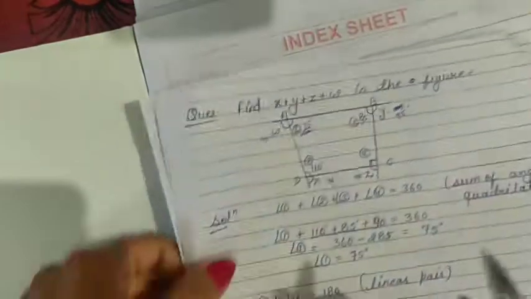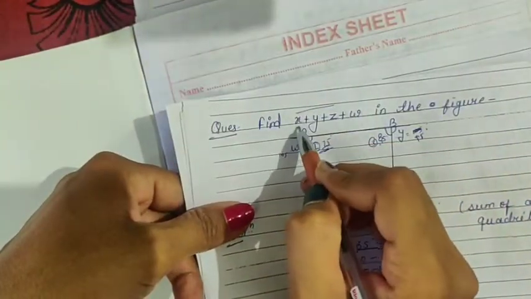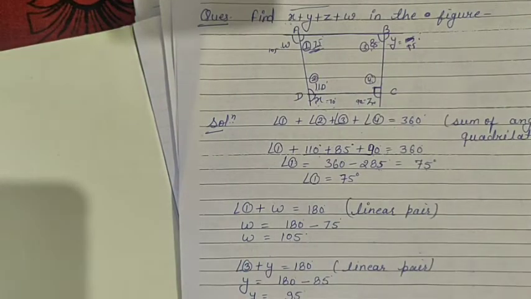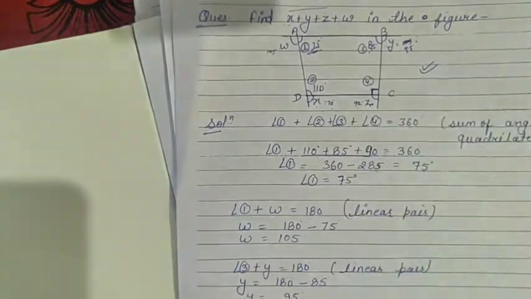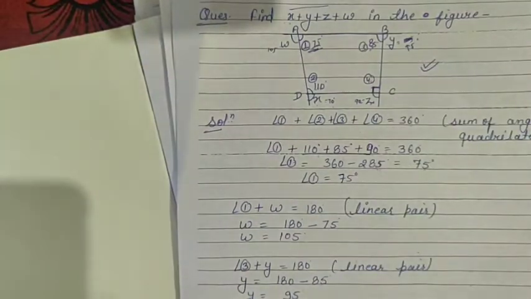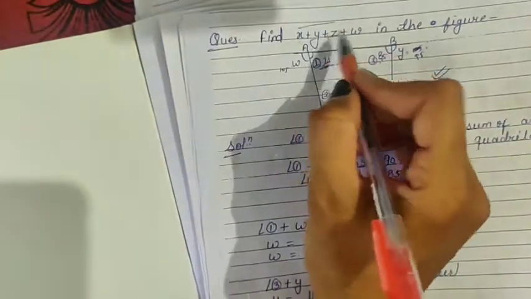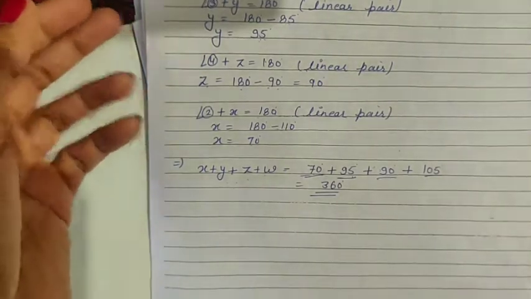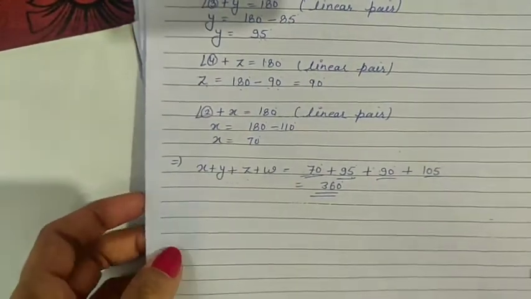So this proves that the sum of exterior angles of a polygon is equals to 360 degree by this example. So the value of X plus Y plus Z plus W is equals to 360 degree. Okay students, now you can do your exercise easily, and if you face any problem in any question, then you can ask me.